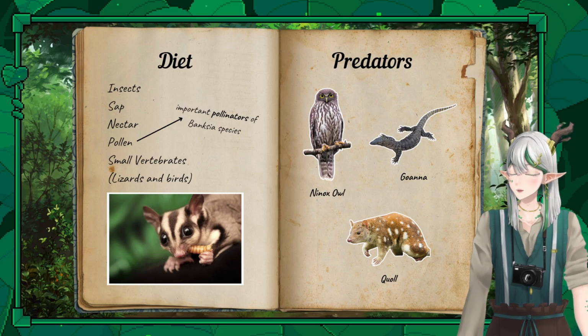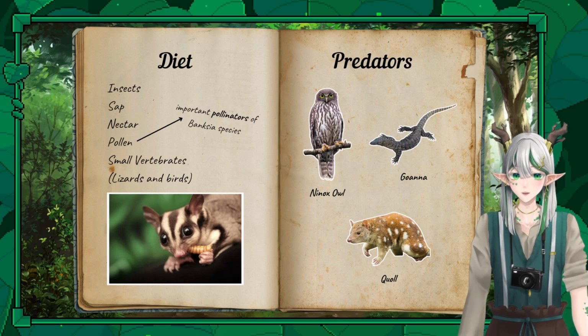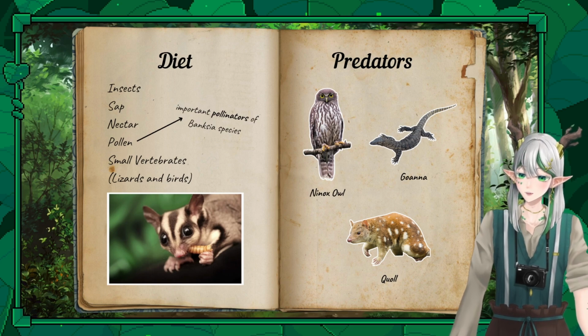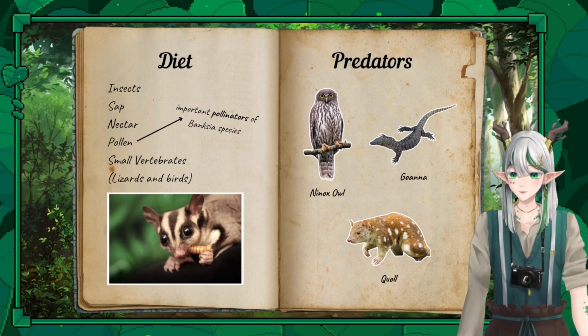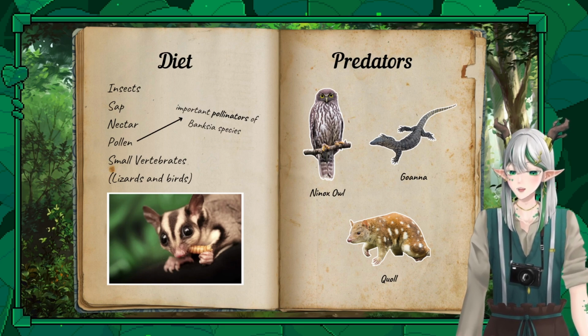Now, what does a sugar glider eat? And what are its predators? I know it's sad to say, but of course, most animals get eaten by other animals. It is the cycle of life. It is how it is. But first, what does a sugar glider eat?